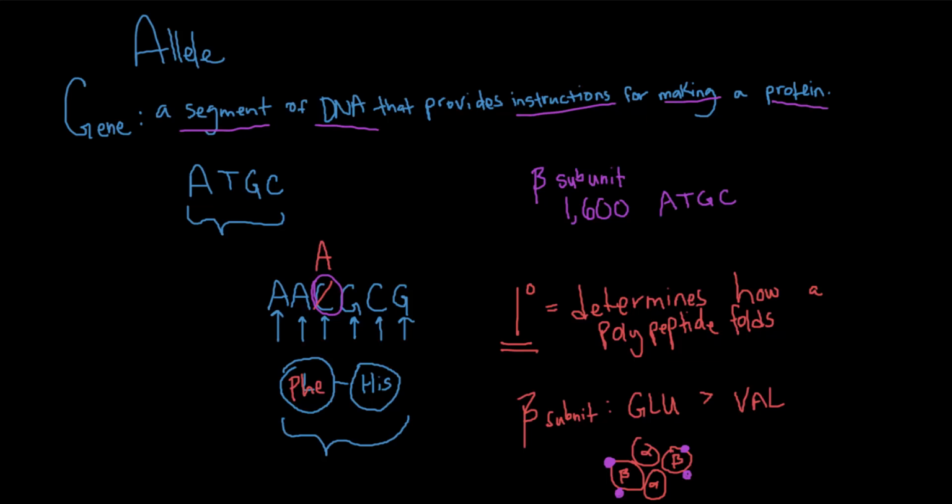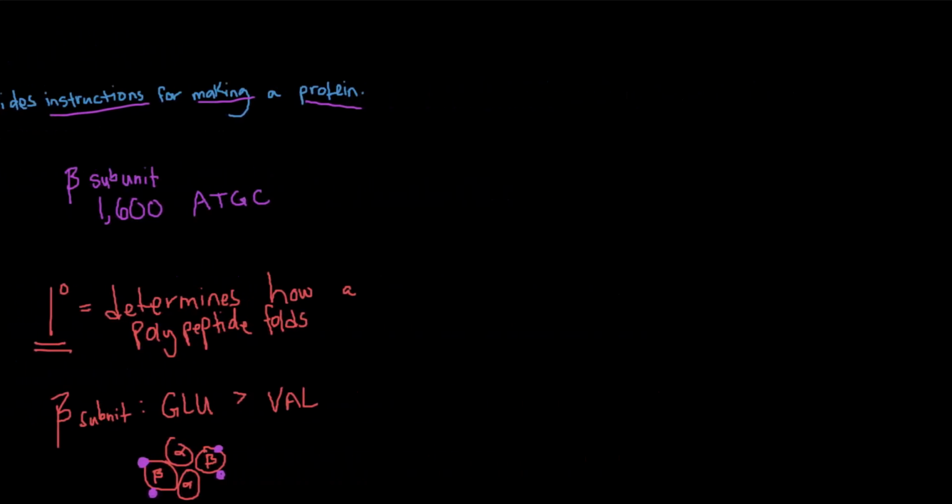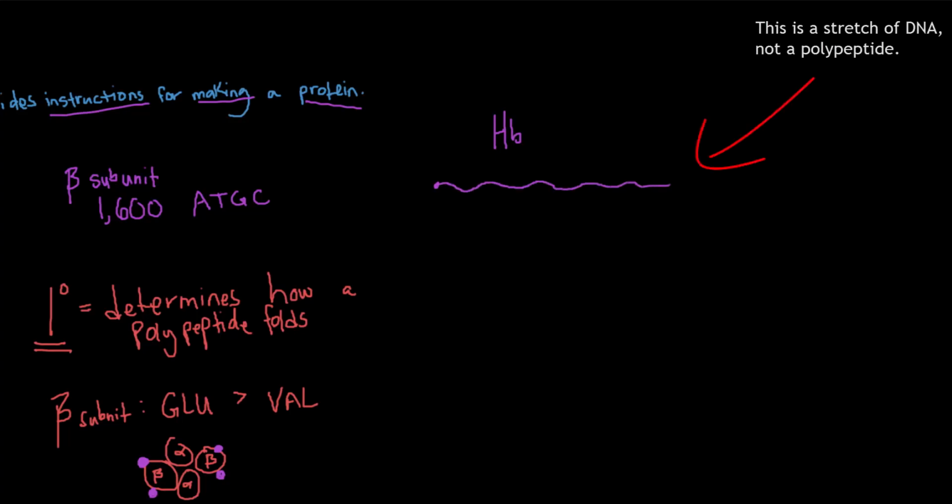So let's represent that stretch of DNA by doing something like this. Let's say this is my hemoglobin gene, and this is the first letter, and it goes all the way 1600 letters later and ends right here with the last letter. What we were focusing on in class is a very specific letter. Let's just say this letter right here happens to be A.